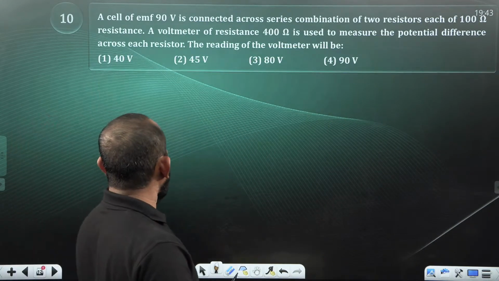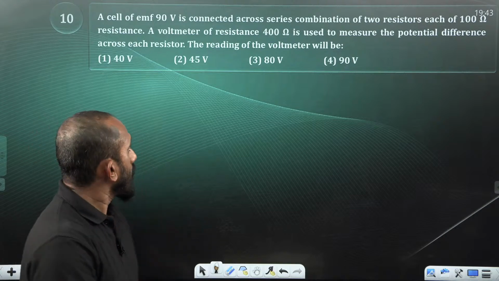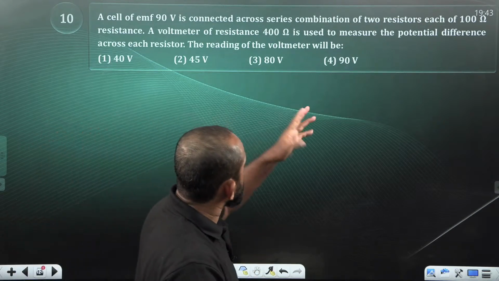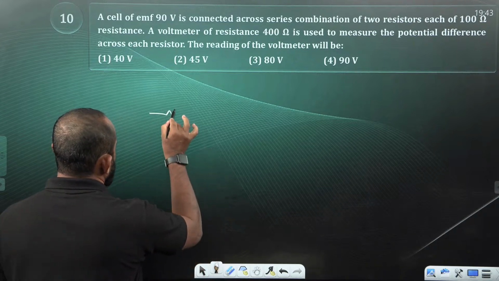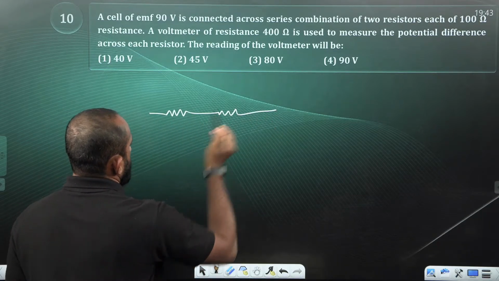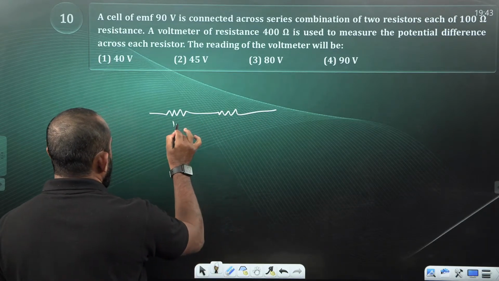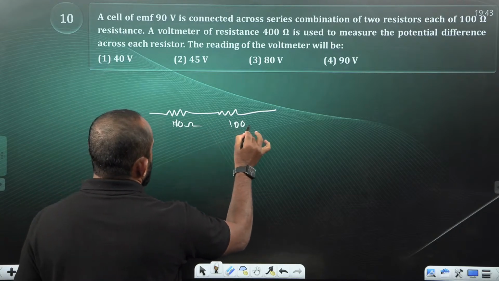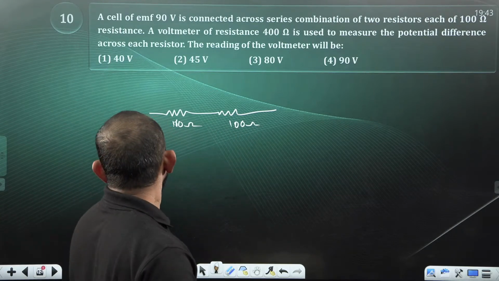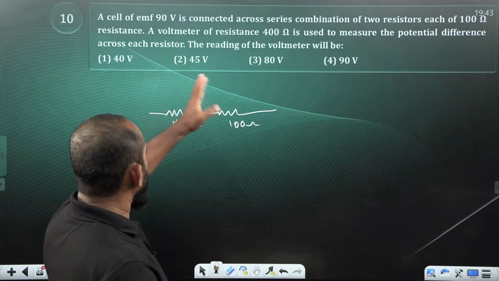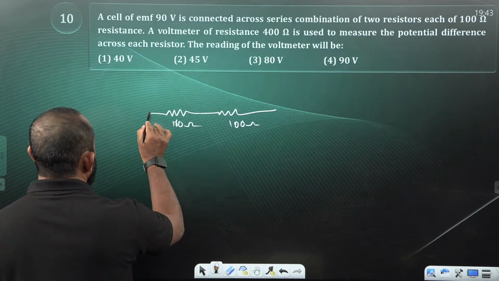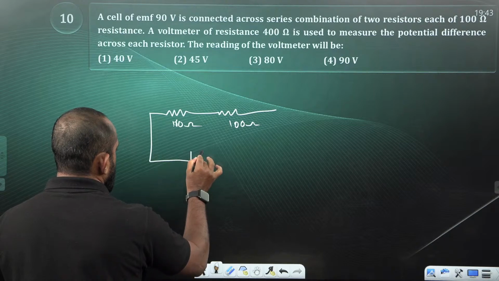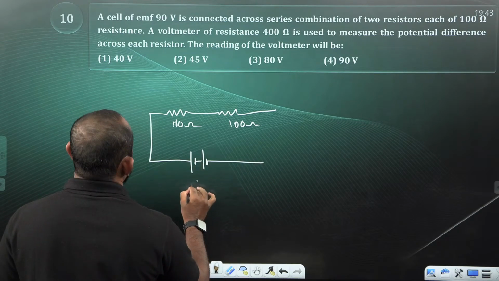A cell of EMF 90 volt is connected across a series combination of two resistors, each of 100 ohm resistance. Okay, so 200 ohm resistance is there. It is 100 ohm, it's also 100 ohm. Then a voltmeter of resistance 400 ohm is used. So here it's connected with a cell that is of 90 volt.